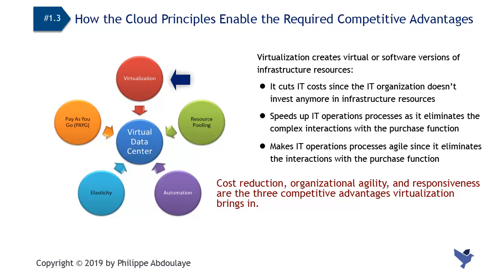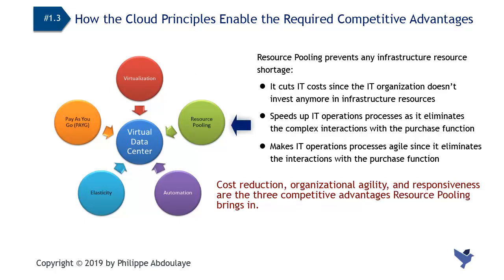Concretely speaking, virtualization is a cloud mechanism that creates virtual versions of infrastructure resources as opposed to physical. Examples of such resources include virtual machine, virtual storage device, and a virtual network server. AWS VDCs use virtualization to cut down IT costs, since with virtual infrastructure resources, there's no need to invest money in physical IT infrastructure. It also uses it to accelerate the resource provisioning process, since with the virtual resources created by the cloud, there's no need to interact with the company's purchase function. So IT cost reduction, organizational agility, and responsiveness are the 3 competitive advantages virtualization brings in.